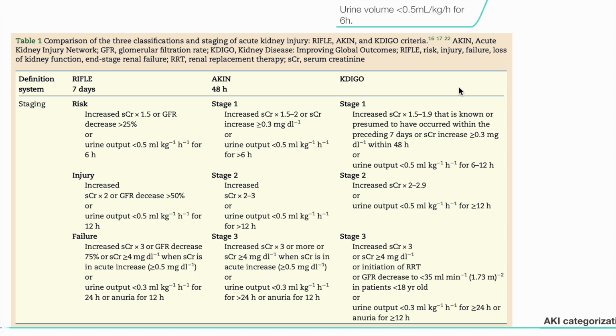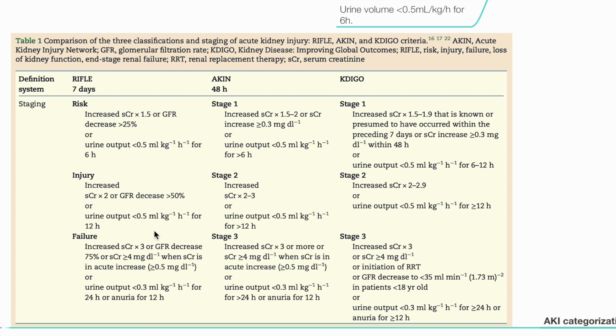For the RIFLE criteria, stages include risk, injury, and failure. For the risk stage, there is increased serum creatinine of 1.5 times or GFR decrease of more than 25%, or urine output reduced to less than 0.5 ml per kg per hour for 6 hours. The injury stage is characterized by increase in serum creatinine of times 2, or GFR decrease of more than 50%, or urine output less than 0.5 ml per kg per hour for 12 hours.